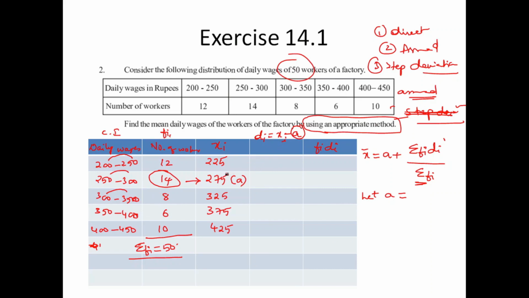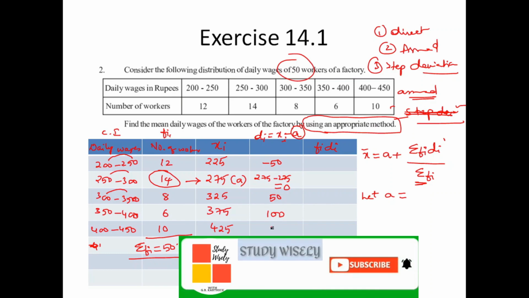Now this is your x of i. So this is your x of i minus A. So 275 minus 275, and the result is 0. Similarly, when I am doing the same thing here, 225 minus this one, I will be having a minus 50. I hope I am clear with this, right? I will be having a 50. And the next term, the difference, I will be having a 100. The next difference will be 150. I hope I am clear here, right?